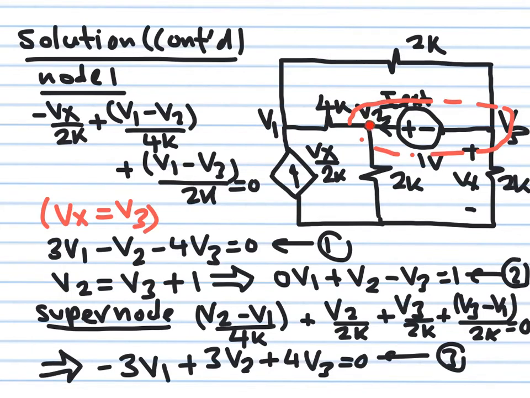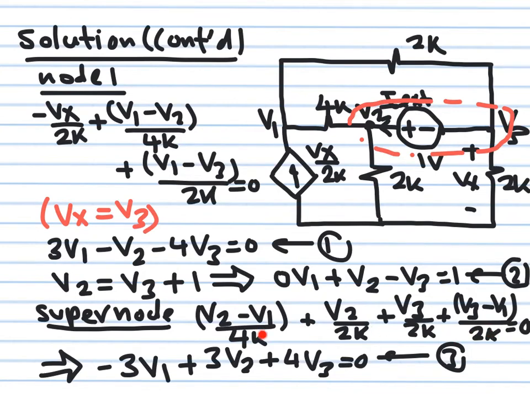This one is V2 minus V1 over 4k. This one is V2 over 2k. This one is V3 over 2k. This one is V3 minus V1 over 2k. And this is what I wrote here. And the sum of all these four currents equals 0.